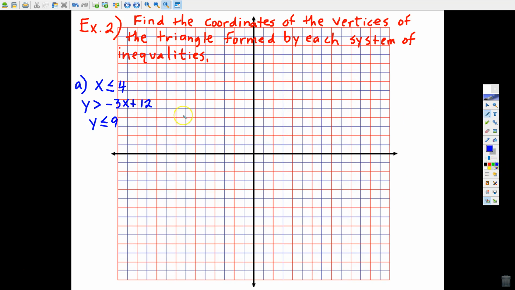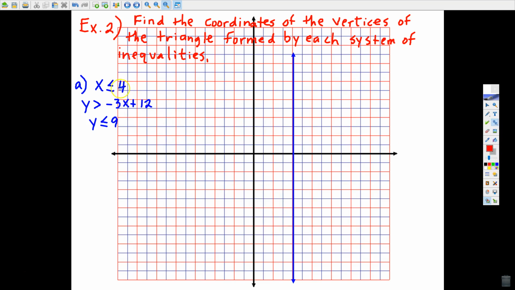I'll do the first inequality in blue. The boundary line x equals 4 looks like this, and it's going to be solid. So here's x equals 4. And if I were shading, since this is a vertical line, the less than side would be on the left of that line.